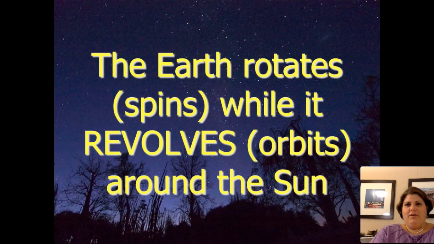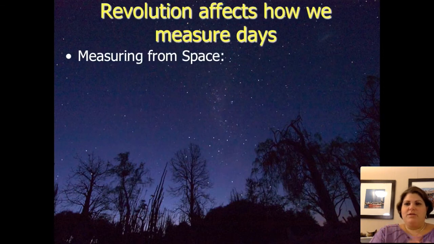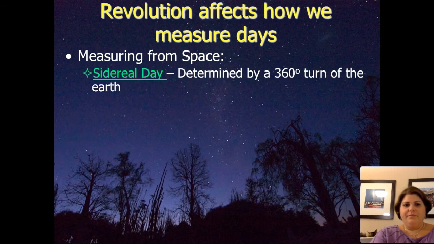The final thing I want to point out with rotation is that, of course, we're rotating while we revolve. That presents a problem with the way that we measure a day. When we measure a day from space, it seems fairly obvious, a 360-degree turn of the Earth. We call this a sidereal day, and so if you were looking at the Earth from above, again down in a spaceship, you'd see that it just made a complete turn, just like the hand on a clock. It would be very obvious.